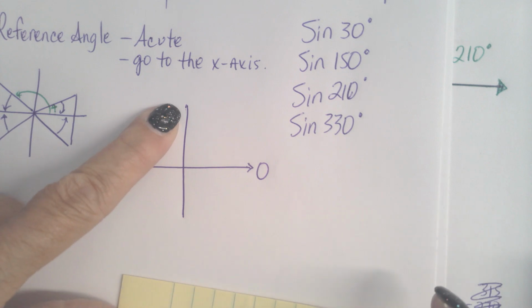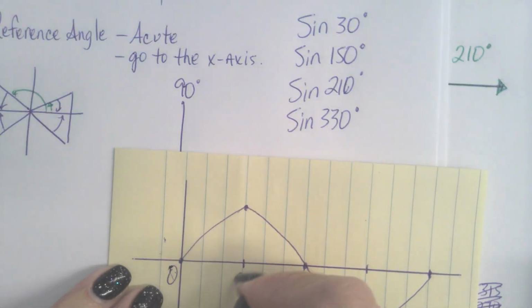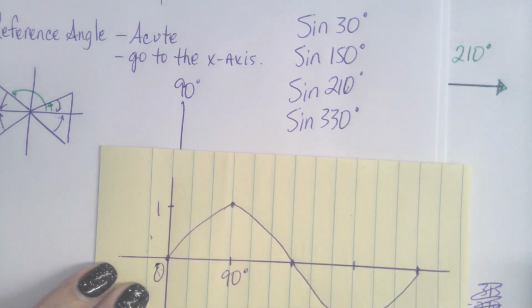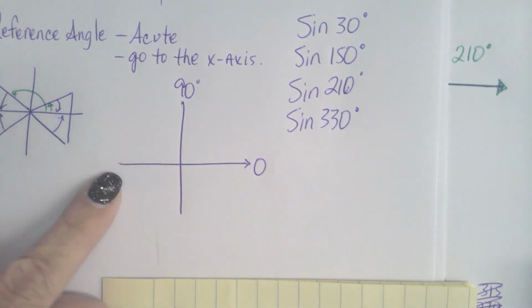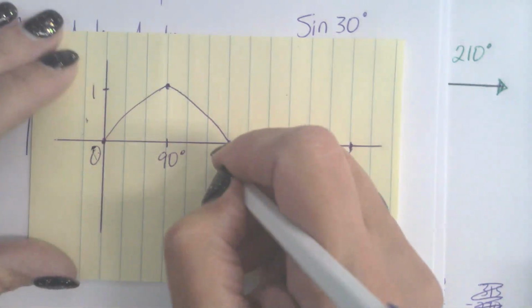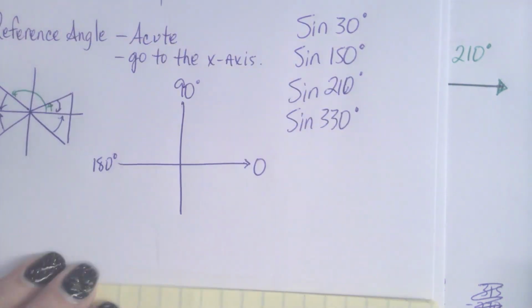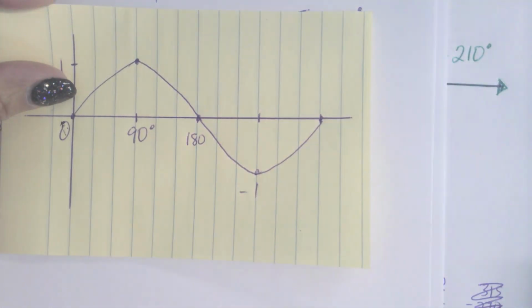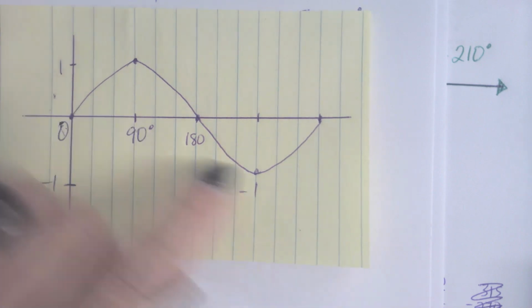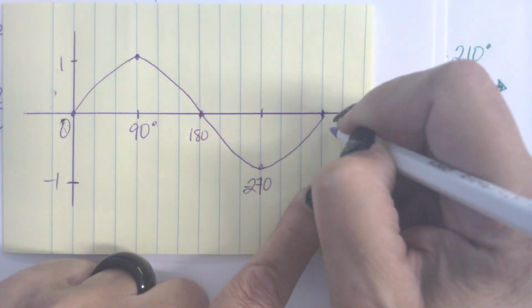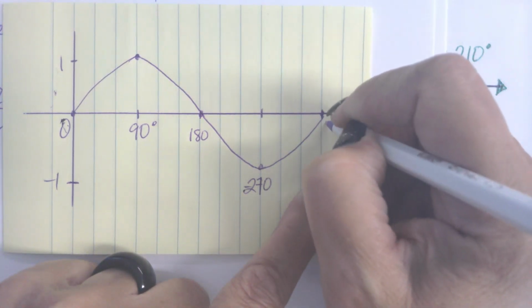What happens if I go sine 90 degrees? You get 1. Right here, there's 90 degrees. So what I'm doing is just taking it and putting it out on a linear graph. What happens when sine gets to 180? It goes back to 0 again. What happens when it hits 270? You get -1. And then what happens when you go back to 360? It gets to 0.